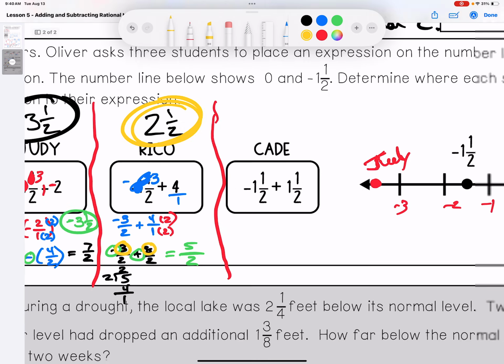So let's go over here to Rico, and we're going to go 1, 2. So Rico is at 2.5, so he is somewhere over there. Uncle Rico, throw the football further than anybody.